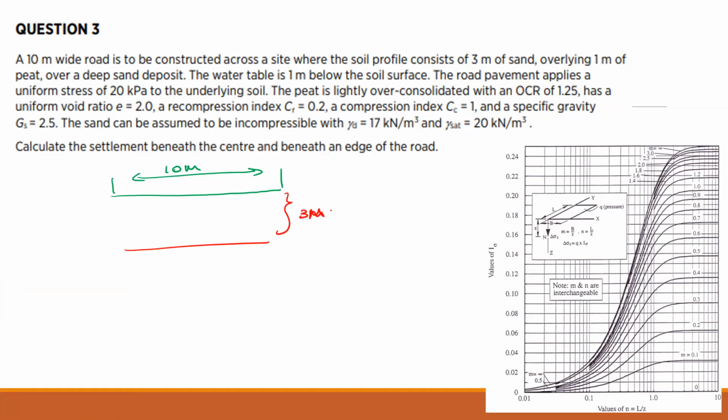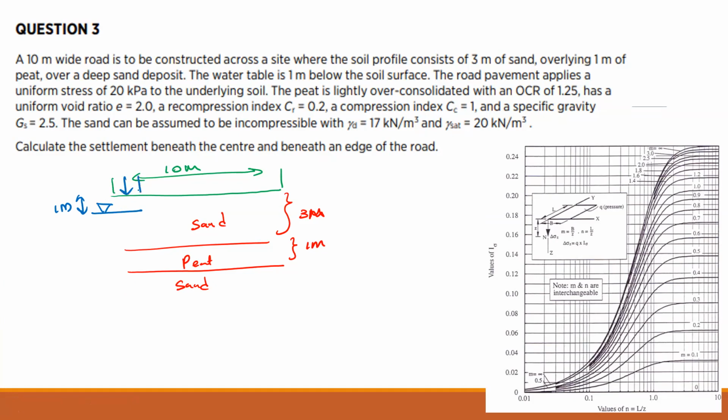Then we have a peat layer. This is sand, and this is peat. This layer is 1 meter of peat layer, over a deep sand deposit. So you have then a deep sand deposit. The water table is 1 meter below the soil surface. So the water table is somewhere here. This is 1 meter below this.